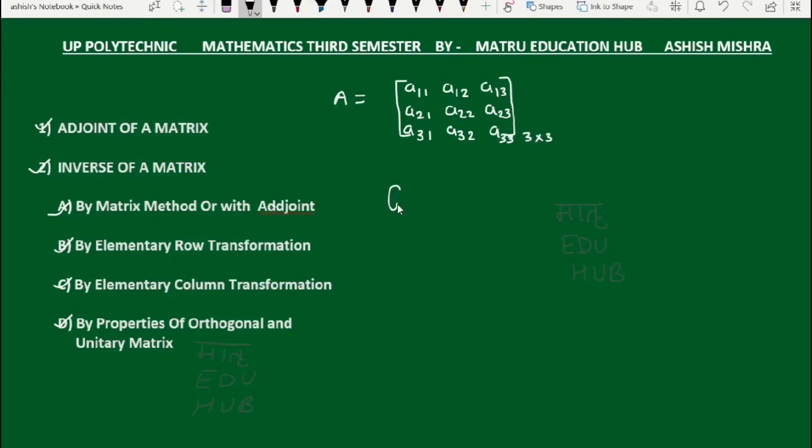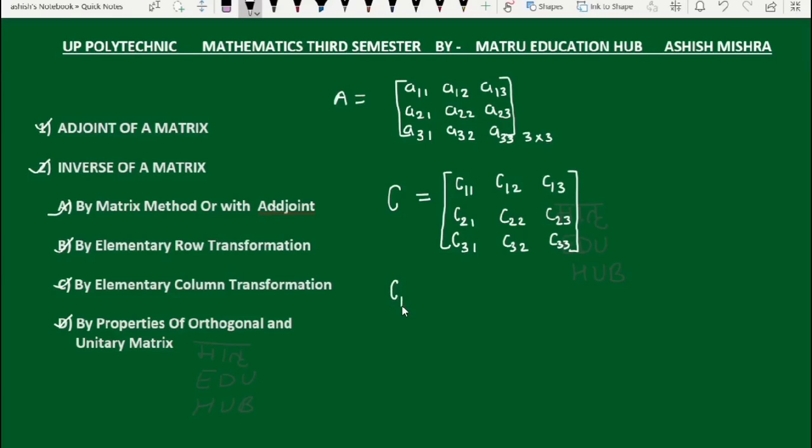For the adjoint, we find another matrix C whose elements are C11, C12, C13, C21, C22, C23, and C31, C32, C33. Here C11, C12, C13 and all the C's are the cofactors of A.